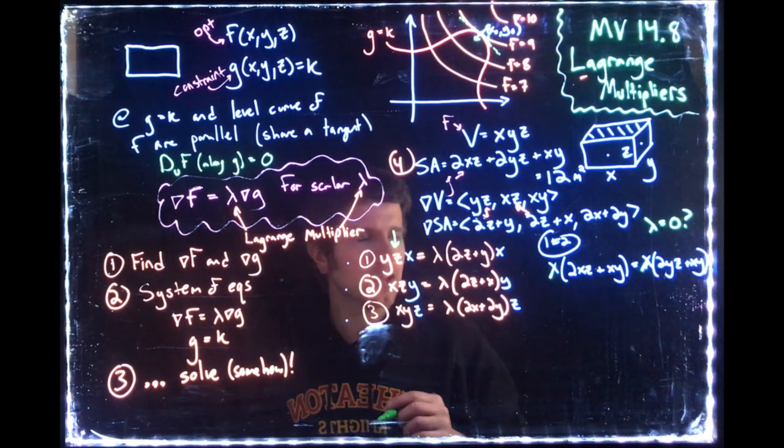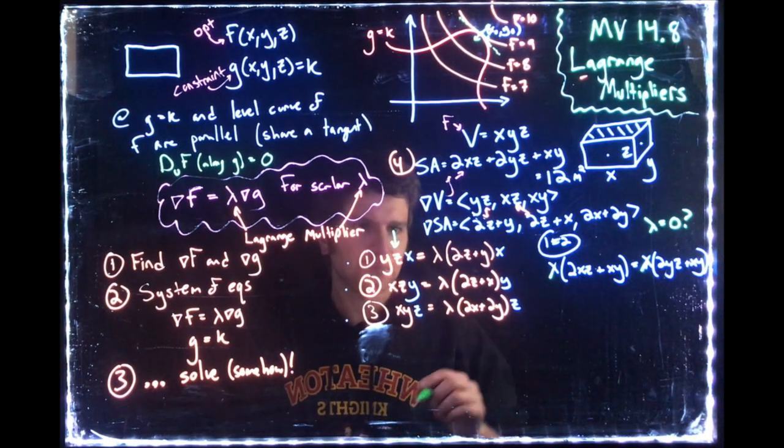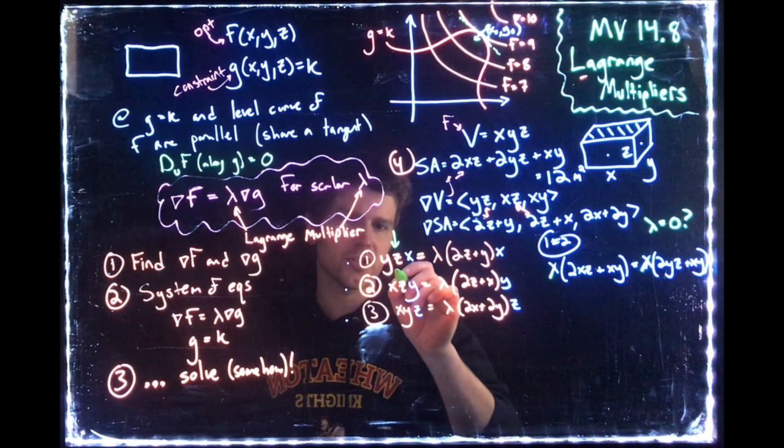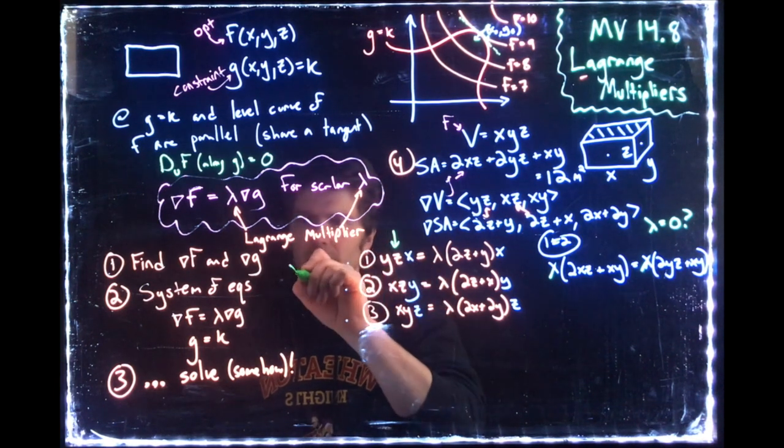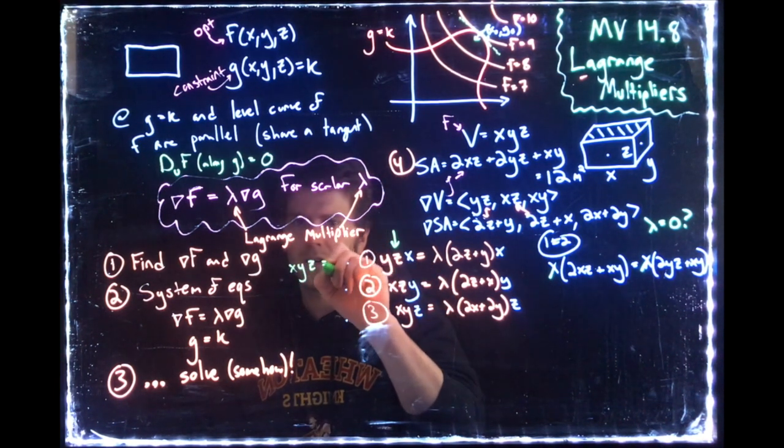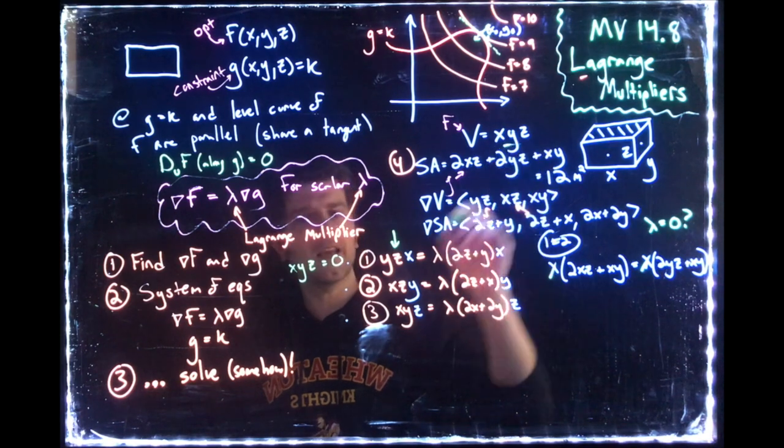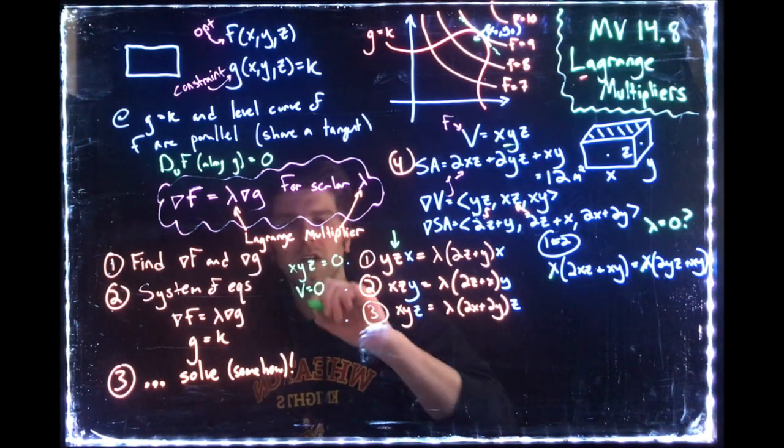Well, let's take a look. If lambda is equal to 0, then any one of these equations is just going to turn into x times y times z equals 0, which is the same as saying volume equals 0.